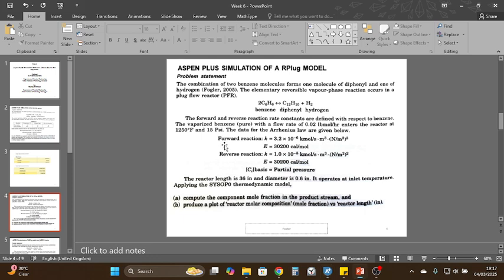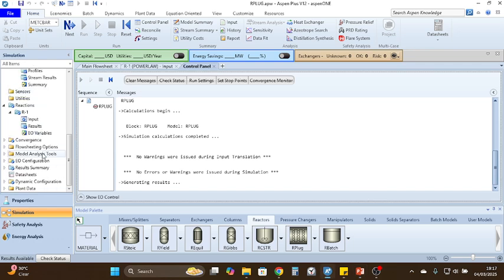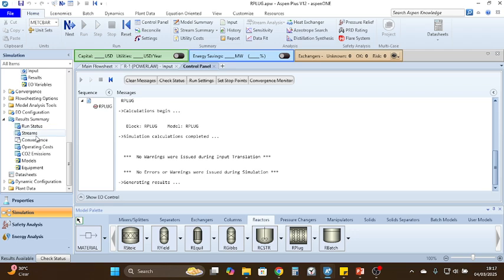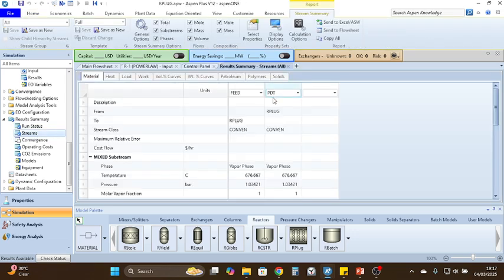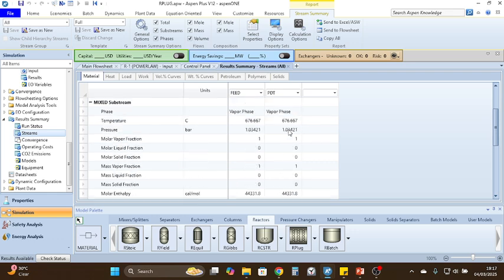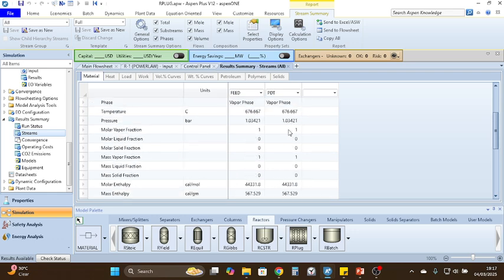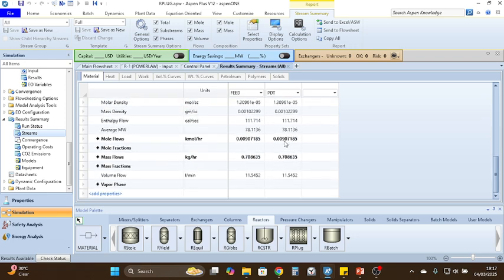so the results are available. The first part is to compute the component mole fraction in the product stream. So coming to the streams, this is our product stream, and you can see that the molar vapor fraction is 1, that is, the entire reaction has taken place in the vapor phase, and this is the mole fraction of the vapor phase.